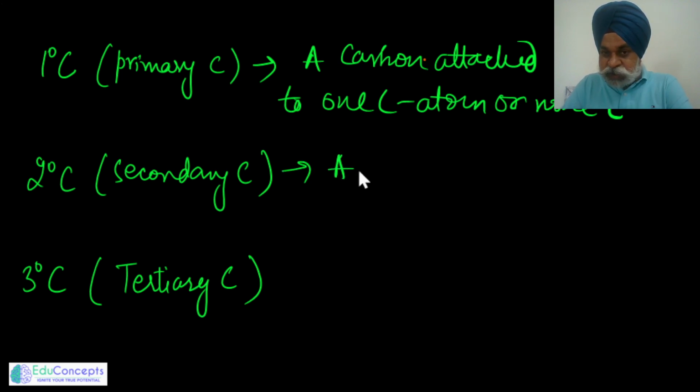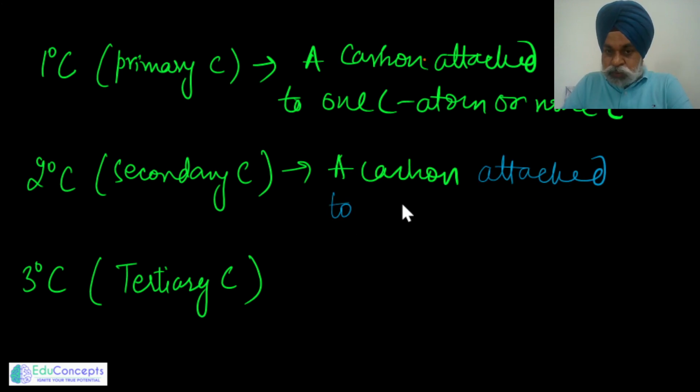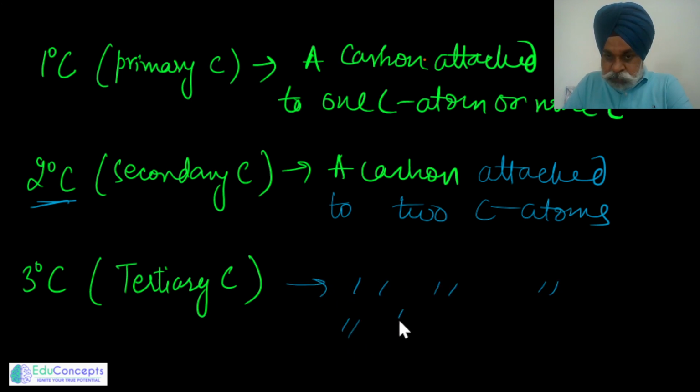Similarly, a carbon attached to two carbon atoms is said to be secondary, 2 not. And similarly, a carbon attached to three carbon atoms is called tertiary.